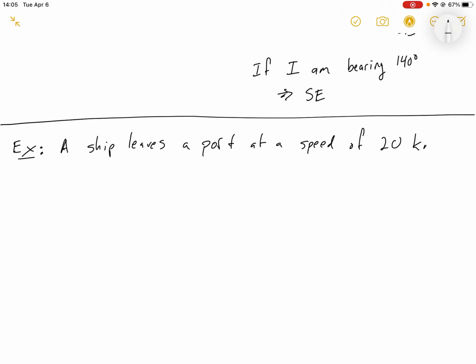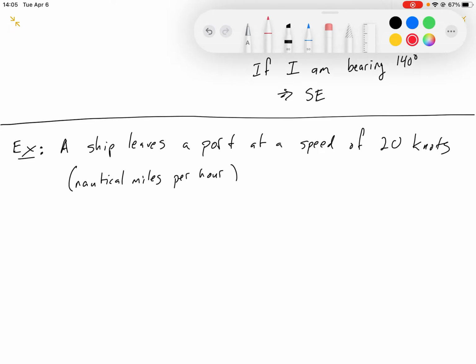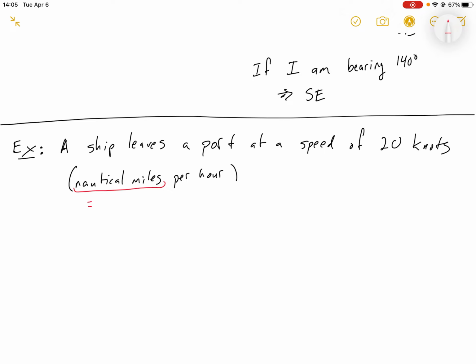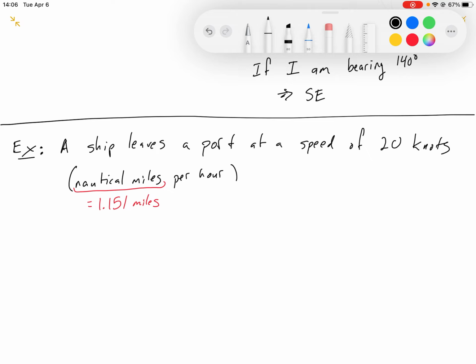20 knots. Now, a knot is a unit of measurement that stands for nautical miles per hour, and 1 nautical mile is defined to be 1/60th of a minute of a rotation around the world, which is a little bit ambiguous. So a nautical mile is 1.151 regular miles. But our answer we can just leave in nautical miles. We won't worry too much about that. Okay, so we have our ship.